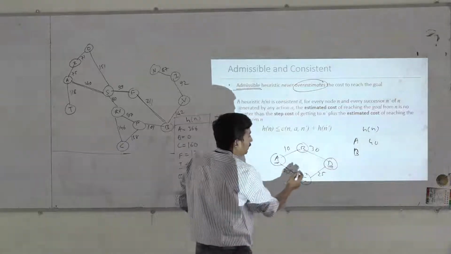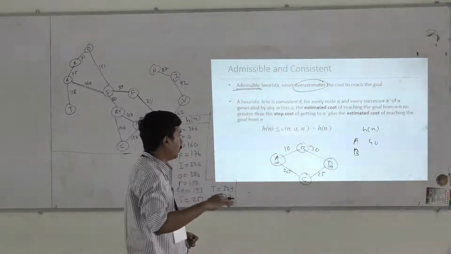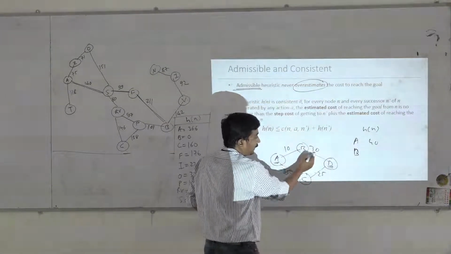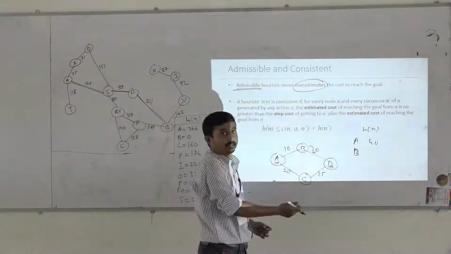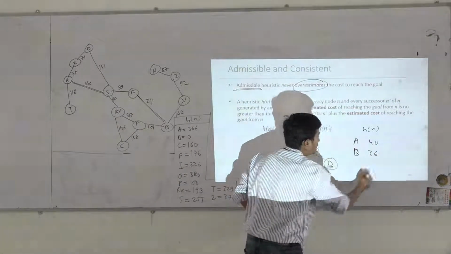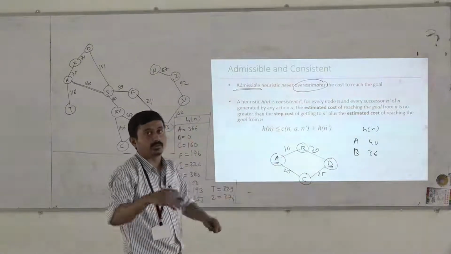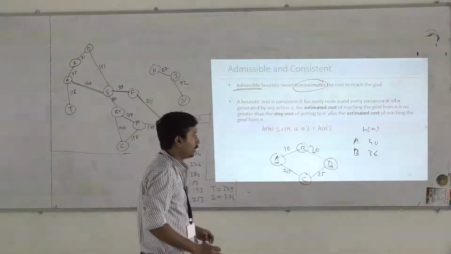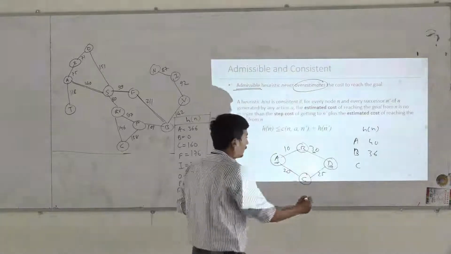The heuristic value should provide a lower bound for the actual value. It should provide a lower bound. So the actual cost from B to D is 30. Overestimation means it will give a value higher than 30. For example, let us consider it is giving us 36. Now our heuristic function is overestimating, and how it affects the solution we will find out. Then consider C is 20.